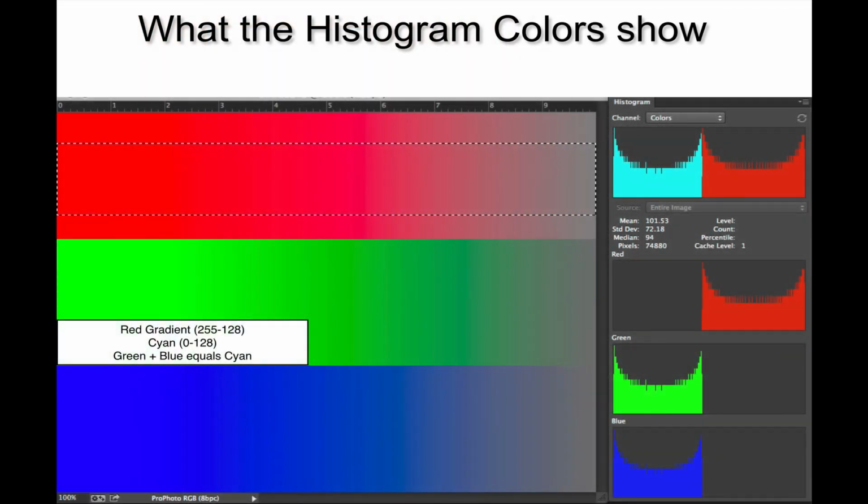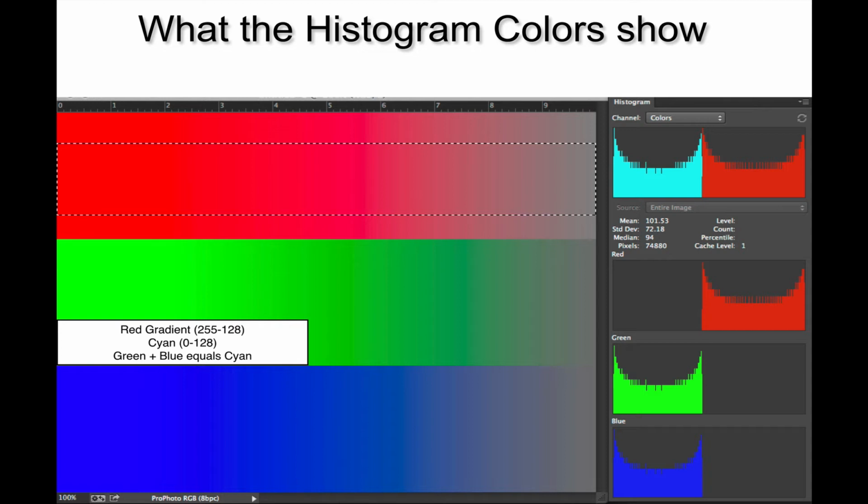So let's look at the histogram colors one more time, just so we're on the same page, and also how the show all color histogram is affected by this. I have the channel set to colors, and I have a gradient running from pure red to middle gray. I also have pure green to middle gray and pure blue to middle gray. And as you can see, the histogram above shows us the red on the right, the cyan on the left. And notice that the individual channels show us the same information, the red all pushed over to the right.